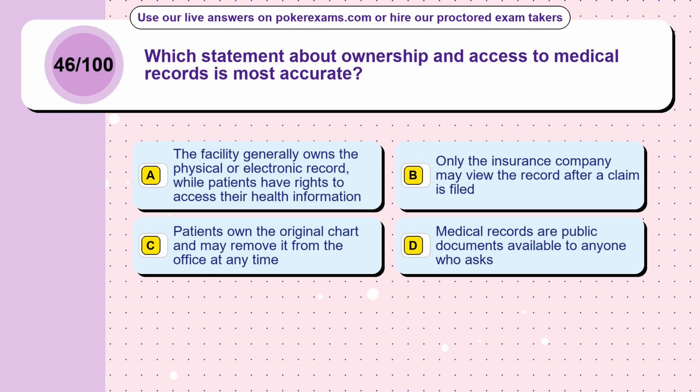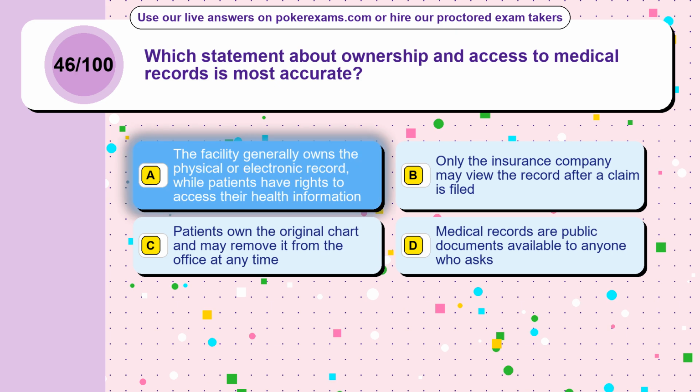Question 46. Which statement about ownership and access to medical records is most accurate? Option A. The facility generally owns the physical or electronic record, while patients have rights to access their health information. Option B. Only the insurance company may view the record after a claim is filed. Option C. Patients own the original chart and may remove it from the office at any time. Option D. Medical records are public documents available to anyone who asks.